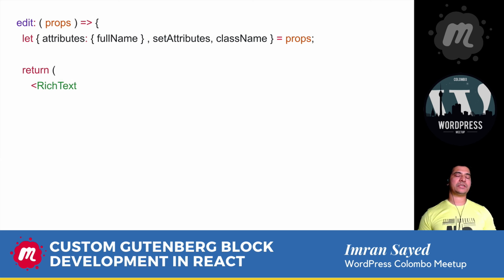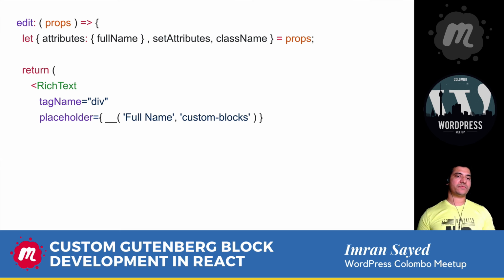And then we return the rich text component, which is the WordPress Gutenberg block component, and it's going to ask for different values, so we can pass in key value pairs. It's going to ask for different props, so we can pass the tag name props as div. You can choose a different one if you want. We can put the placeholder, the value. Notice that we are using the double underscore function for internationalization, for translation, and we are also passing our text domain as custom blocks there.